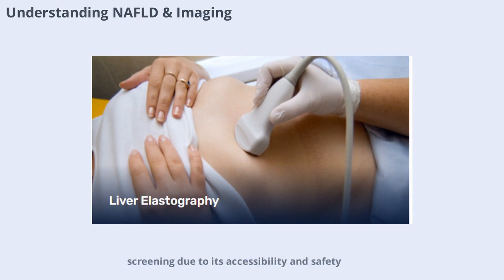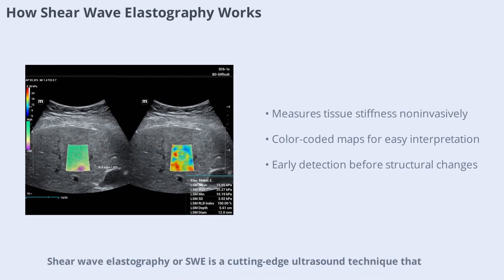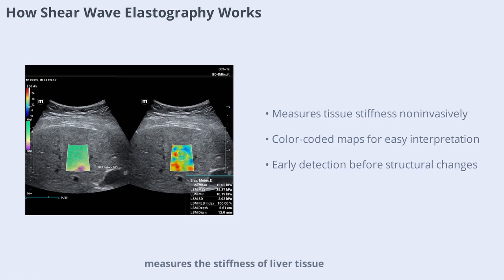B-mode ultrasound is widely used for initial screening due to its accessibility and safety, but it has limitations in detecting early or subtle changes and can be less reliable in obese patients. This is where advanced imaging like shear wave elastography steps in, offering a more detailed and quantitative assessment of liver health. Shear wave elastography, or SWE, is a cutting-edge ultrasound technique that measures the stiffness of liver tissue.